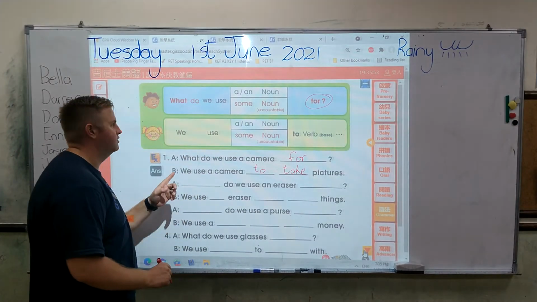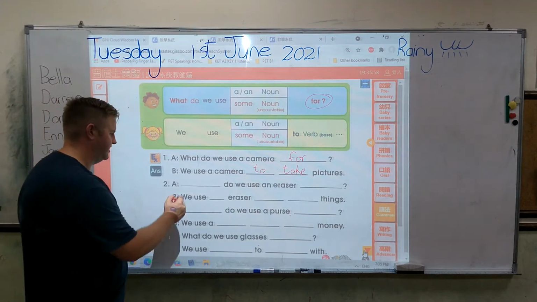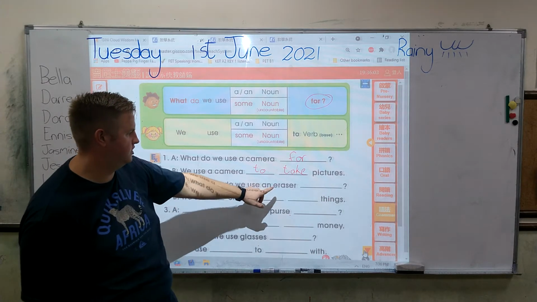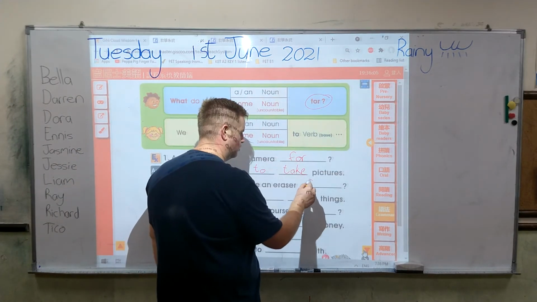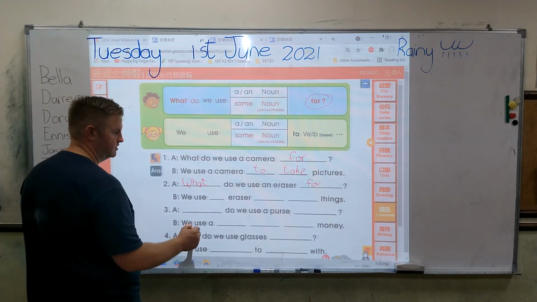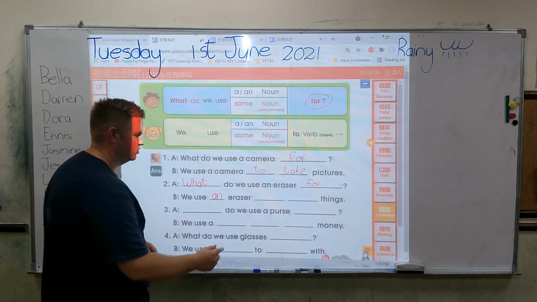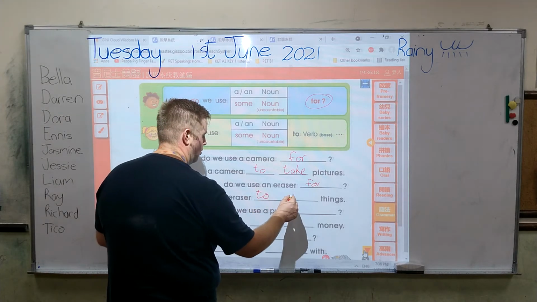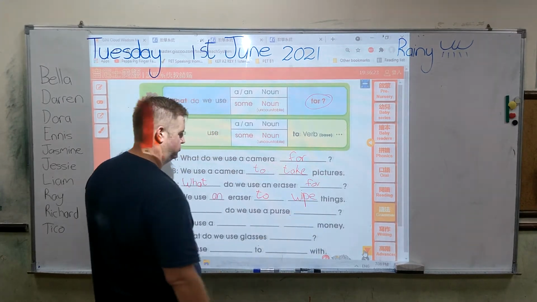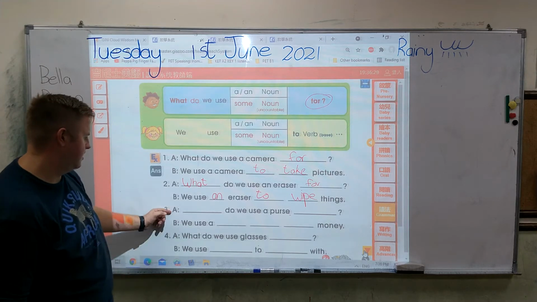Number 2, are we going to start the question sentence with what? Yes, with what? What do we use an eraser for? We use an eraser to wipe things. We use an eraser to wipe things.